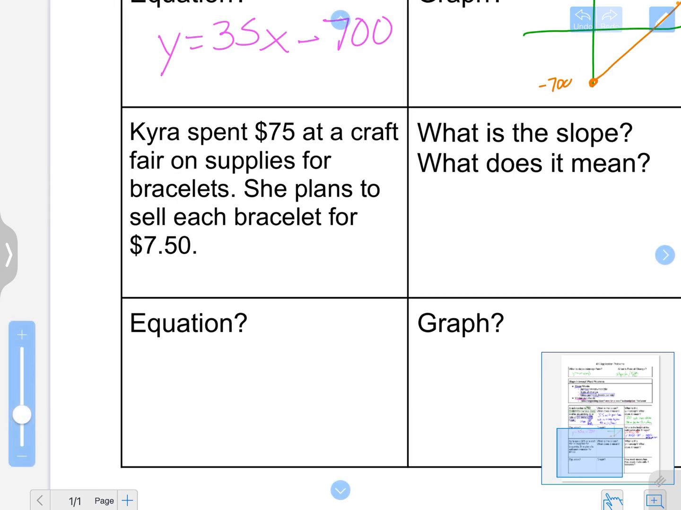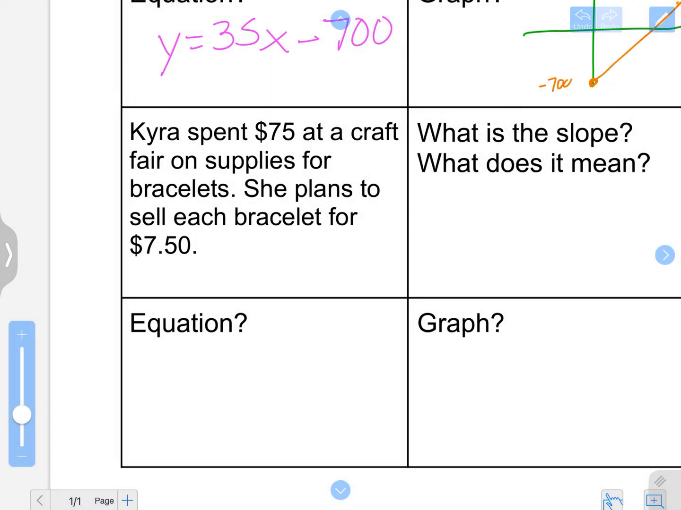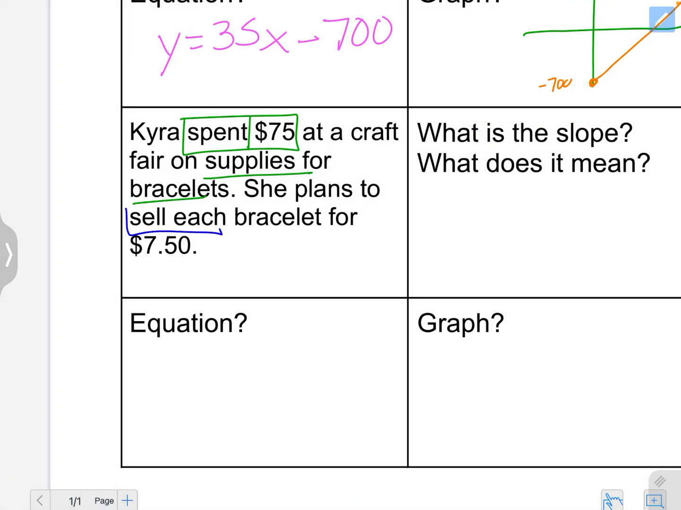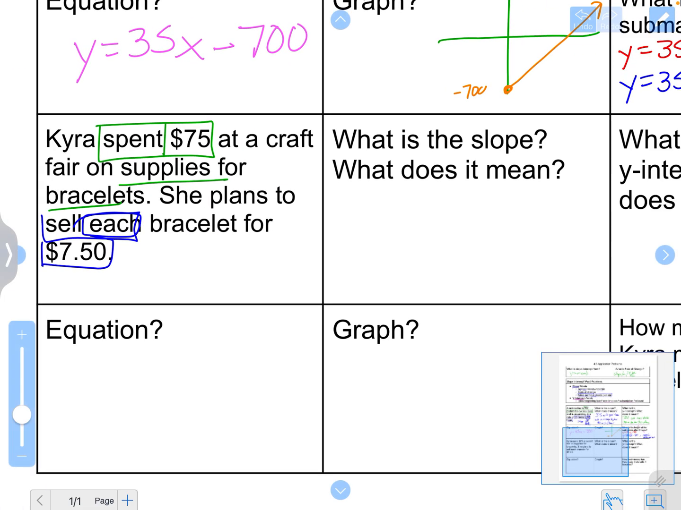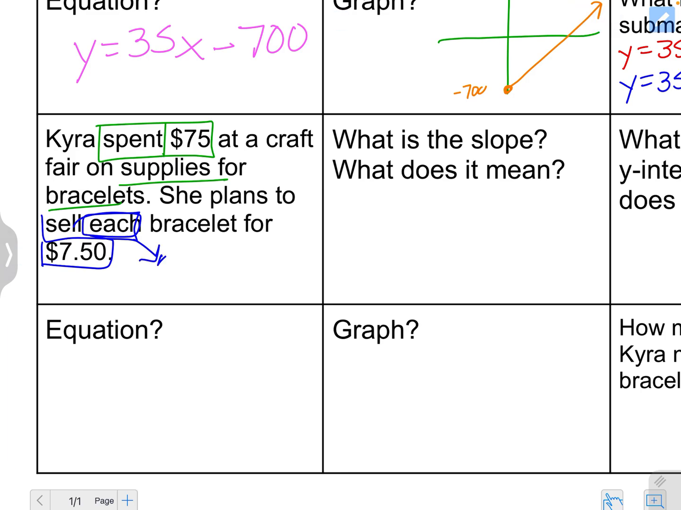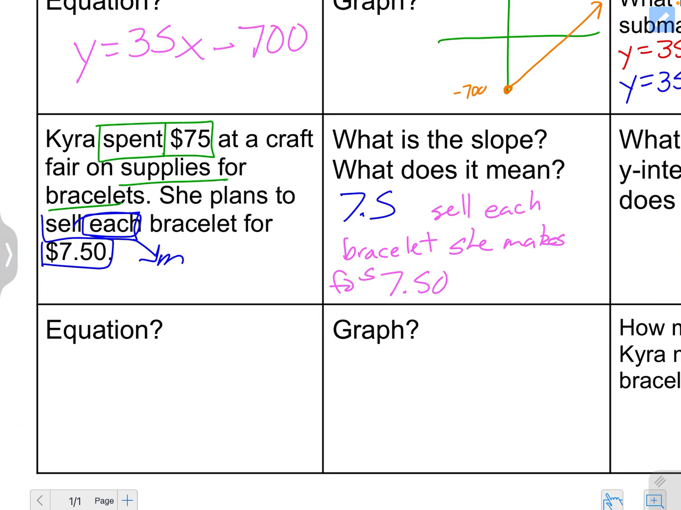Our next problem is that Kyra spent $75 at a crafts fair on supplies for bracelets. She plans to sell each bracelet for $7.50. We said slope is our per, each, or our every, so this is going to be our slope, 7.5. What it means is that Kyra is going to sell each bracelet she makes for $7.50.